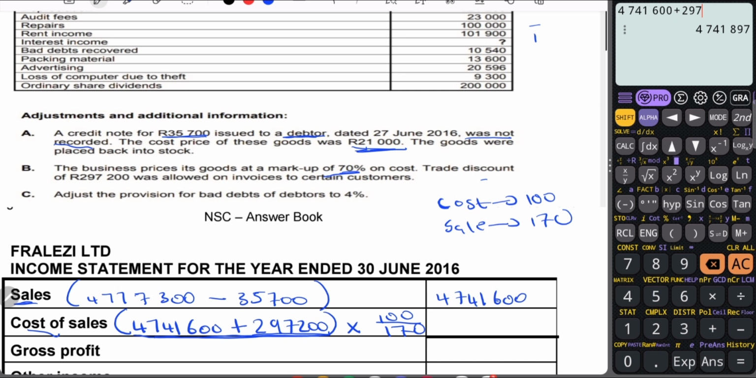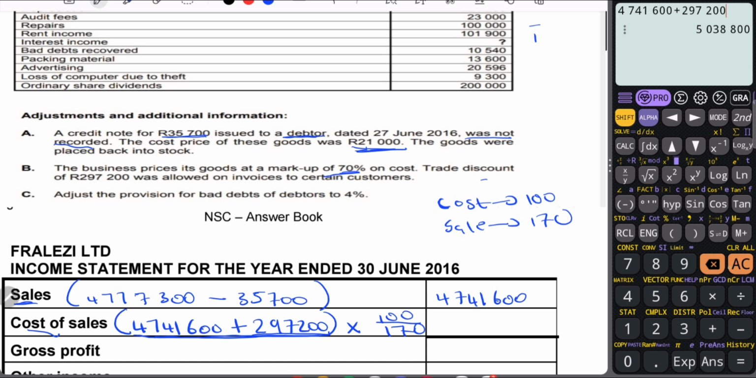plus 297,200. If we did not give them this discount, our sales was supposed to be 5,038,800, but we gave them a discount. But even though we gave them a discount, we are going to incur the cost as a business. So that's why when we are calculating the cost price, you need to add back the trade discount on the sales, and then you multiply by 100 over 170, depending on the markup.